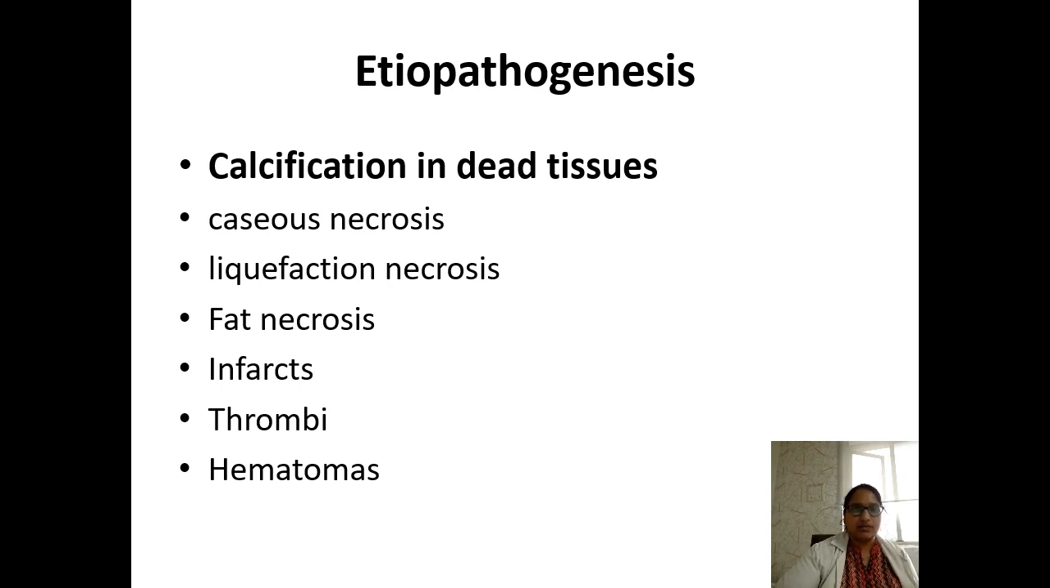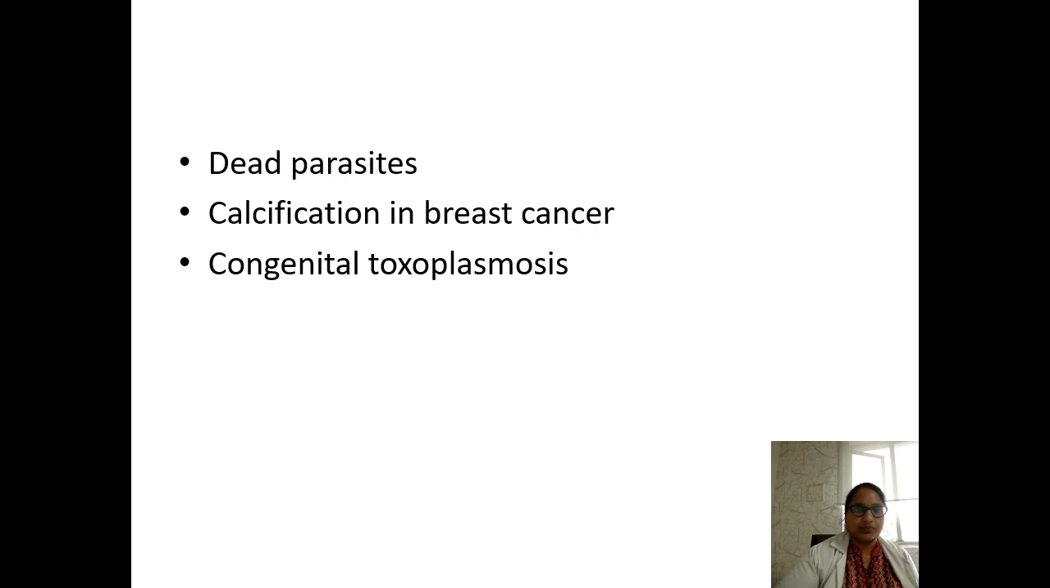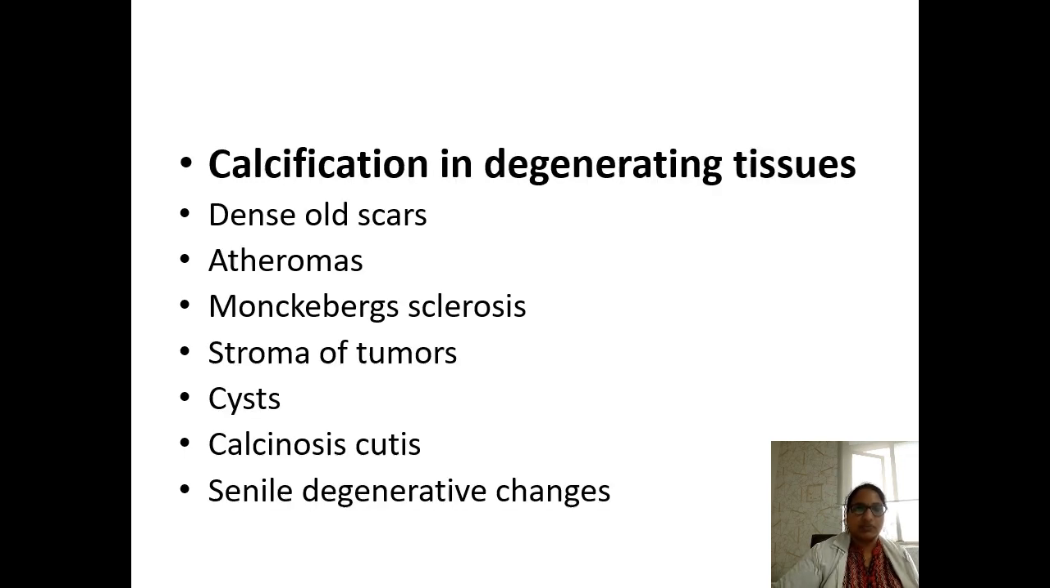All these can undergo calcification. All these are dead tissues. We all know that necrosis is dead tissue. Or again, it can be dead parasites, or calcification in breast cancer or congenital toxoplasmosis. Calcification in the degenerating tissues includes examples like dense old scars, atheromas, and Monckeberg's sclerosis. Monckeberg's sclerosis is medial calcific sclerosis in the vessel wall.